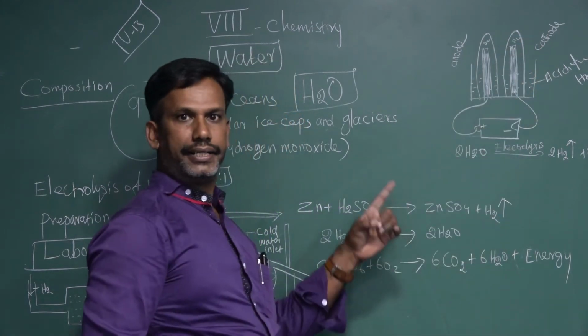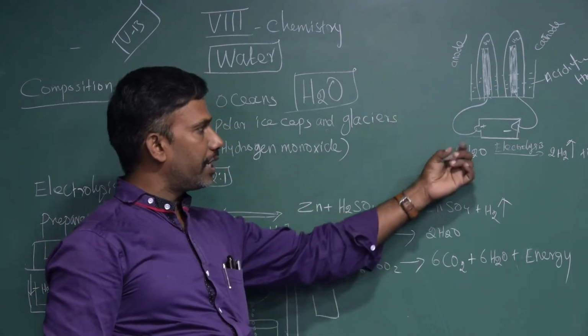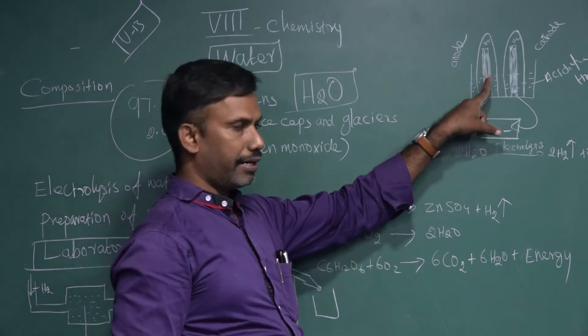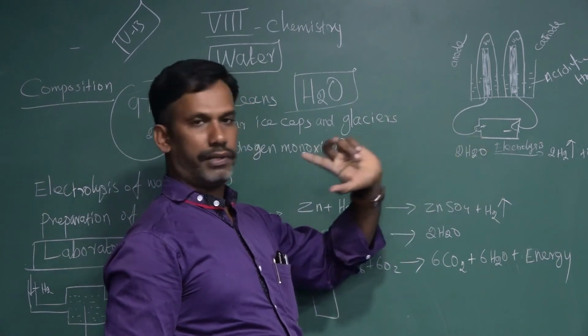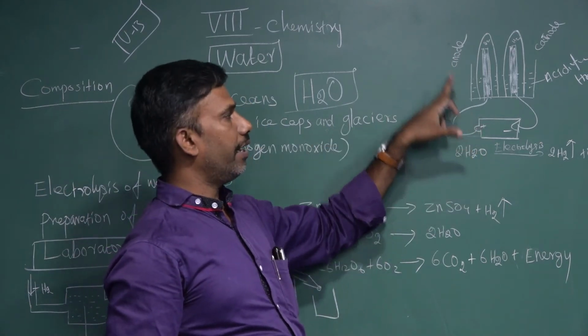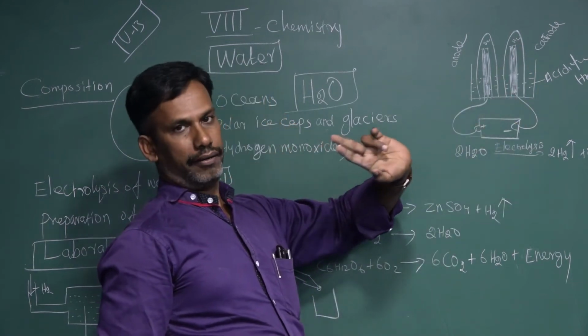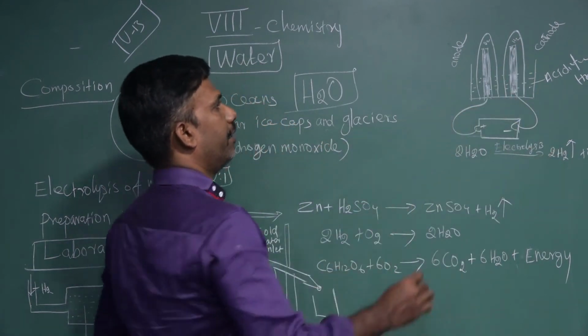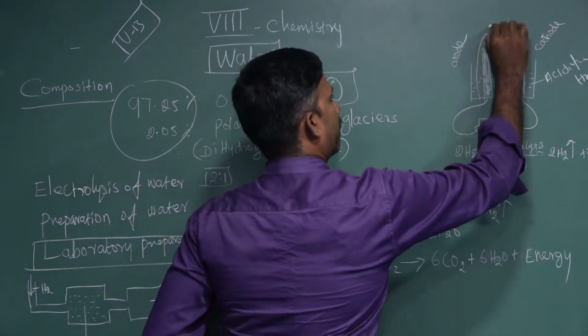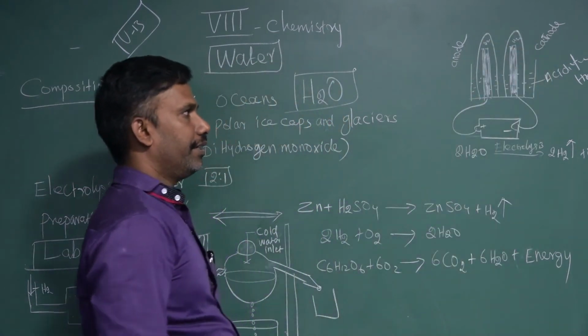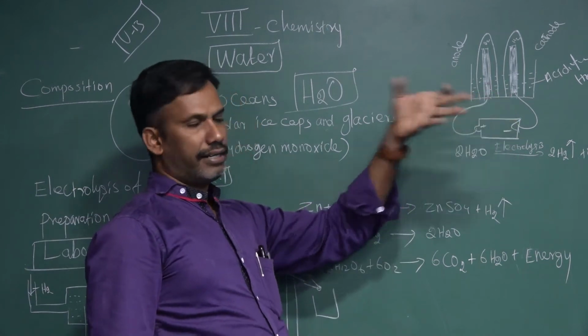The electrode, the rod which is connected to the positive terminal of the battery, is called the anode. The one connected to the negative terminal of the battery is called the cathode. Then you cover both sides with a test tube. When you apply the current to the acidified water, what happens?